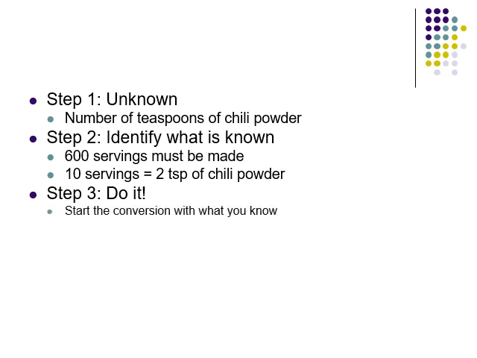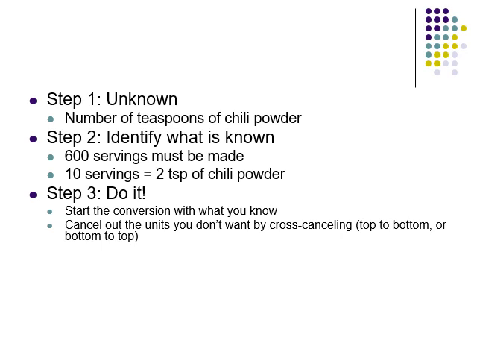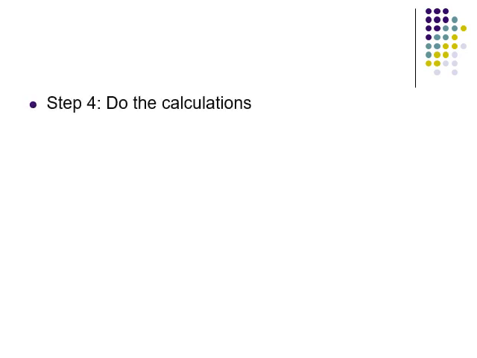So my recommendation is start your process with what you know that is not a ratio. So look at what's known and find the thing that is not an equivalency. That's where I recommend starting your conversion process. So I'm going to start with that 600 servings of chili that's needed. Then we're going to cancel out the units we don't want by cross-canceling. Top to bottom, bottom to top. Doesn't really matter as long as the units cancel that you don't want. And now we're going to actually do the calculations.